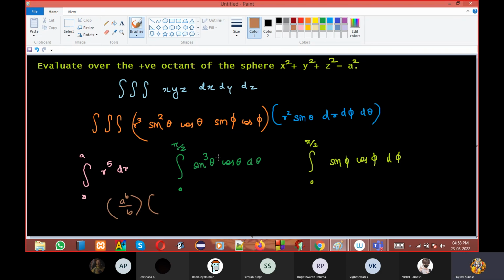This will become 1 by 4. What will this become? Do the calculation on your own. The last one gives 1 by 2. So what's the answer? The integral answer is a to the power 6 by 48. Better? Yes.